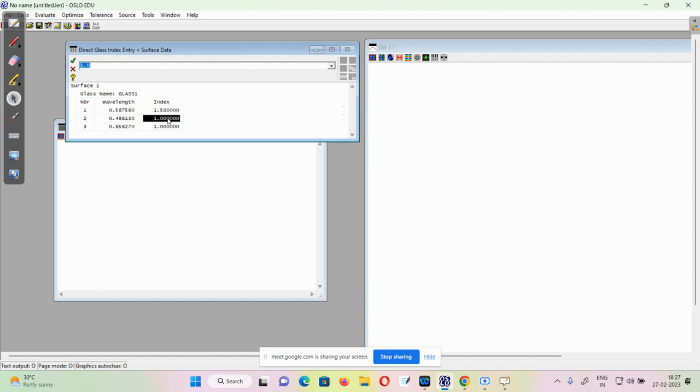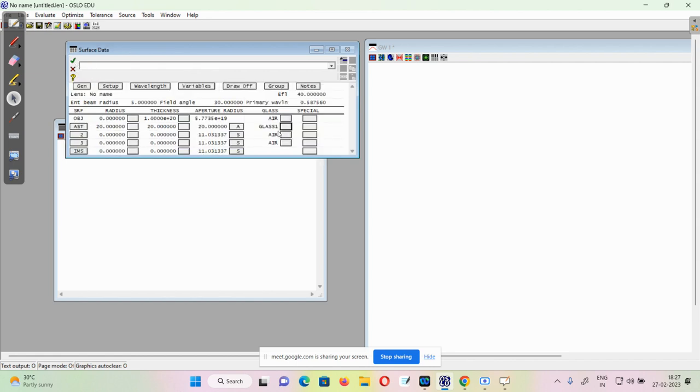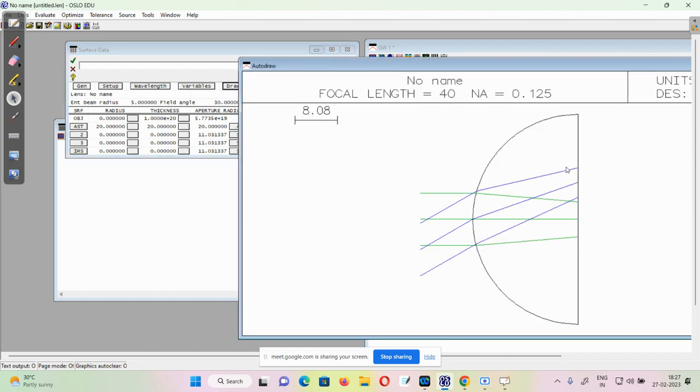Okay. Now we took a particular glass here, glass one. You see, you got the first surface. This is my first surface. Only the first surface is this portion only. This is actually going to be the second surface.